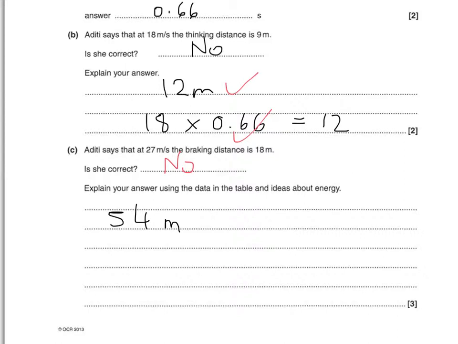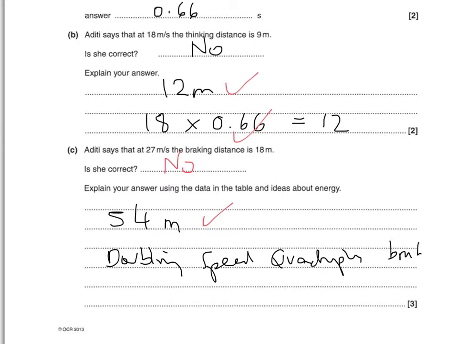So 1 mark for 54 meters, 1 mark for saying doubling speed quadruples braking distance, and then 1 mark for saying that braking distance or kinetic energy is proportional to v squared.